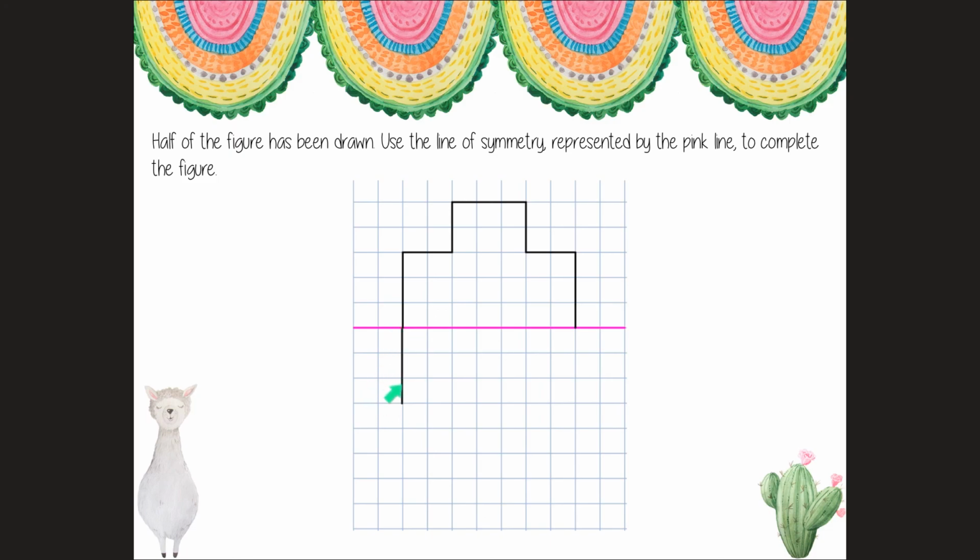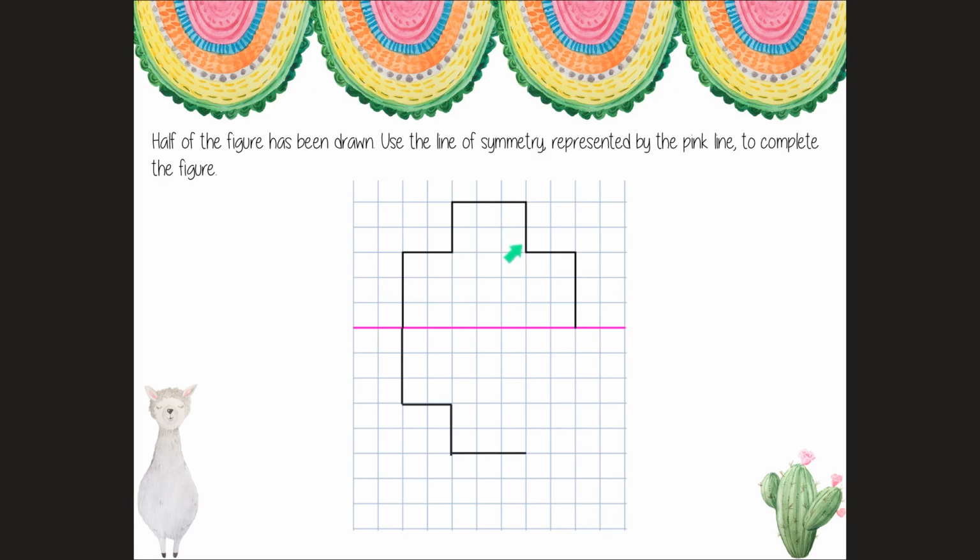Now that we have this part, let's replicate this. We can see that it goes over 1, 2 units. Now we have this. We need to go up 1, 2 this way. So that means we're going to go down 1, 2 this way. Now we need to add this piece. We see that it has a length of 1, 2, 3 units.